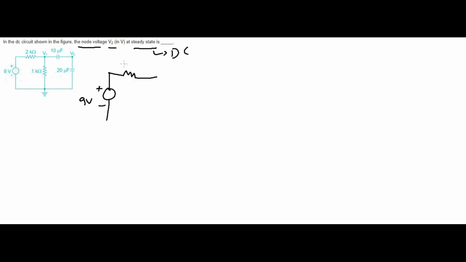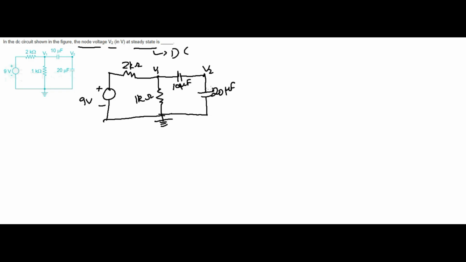There is a 2 kilo ohm resistor, and afterwards one more resistor here going to the ground, named as 1 k ohm, and it has V1. Then afterwards a capacitor, V2 is here, and then one more capacitor, and they are joined here. This one is a 10 mu f capacitor. This one is 20 mu f.